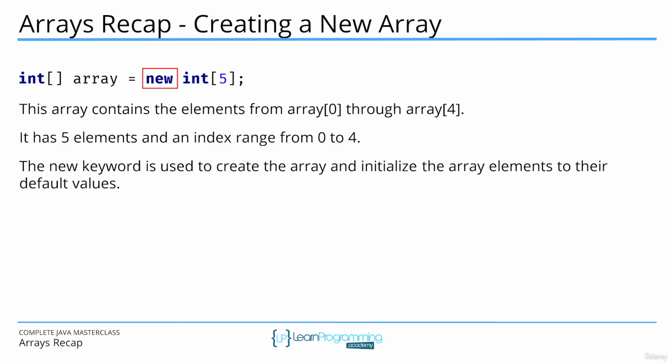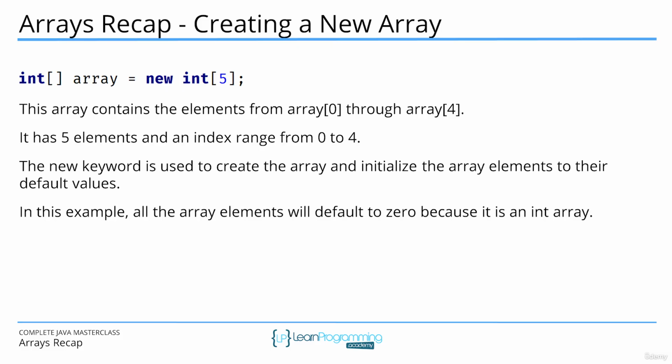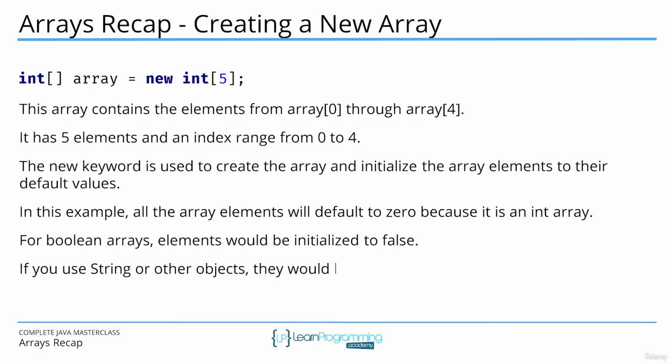The new keyword is used to create the array and initialize the array elements to their default values. In this example, all the array elements will default to 0 because it is an int array. For Boolean arrays, elements would be initialized to false. If you use string or other objects, they would be set to a null reference.